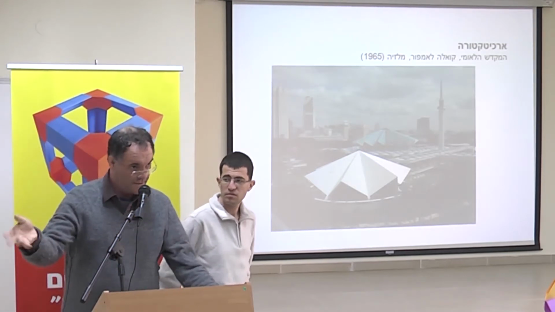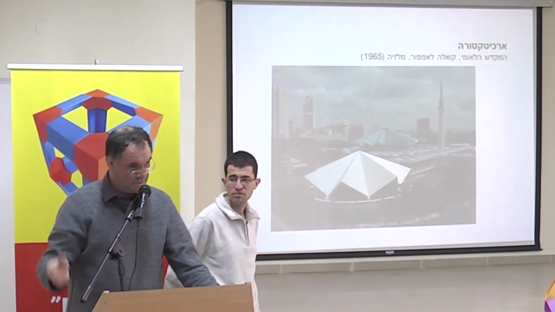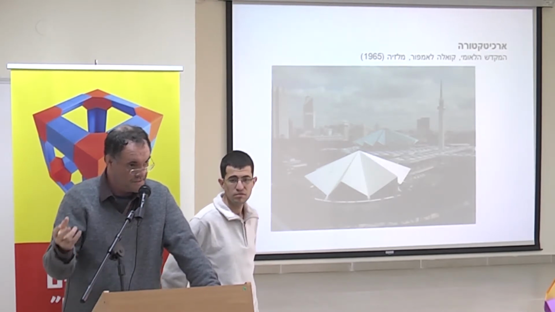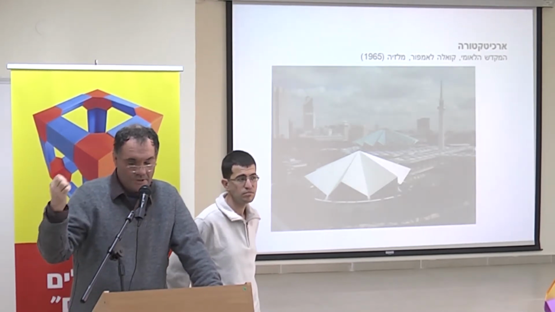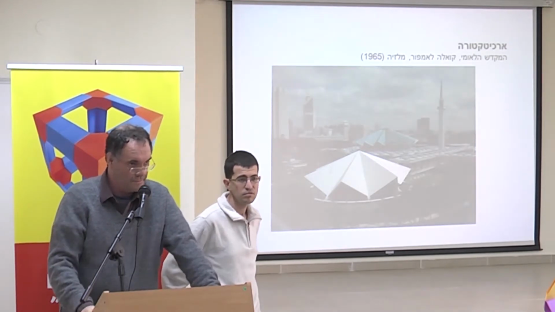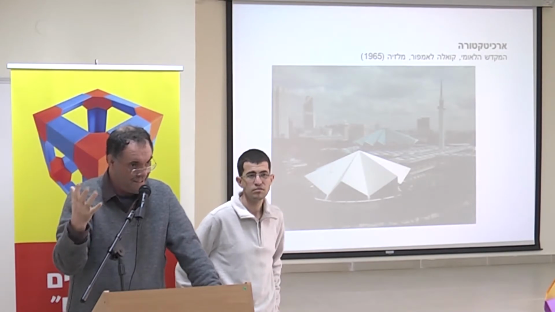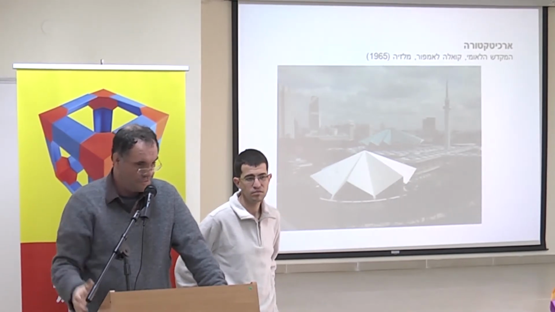This is a particularly easy example to understand, but there are many other examples that are much more sophisticated and maybe not so clear. But as you look around Tel Aviv, you'll see some interestingly faceted forms of architecture, which to me are folded.